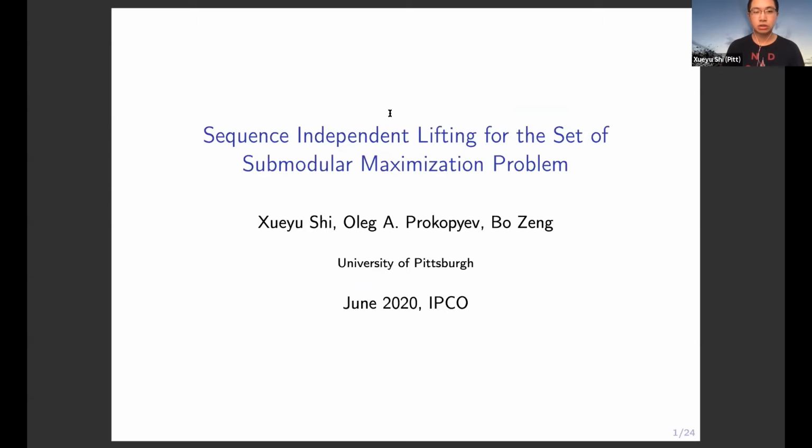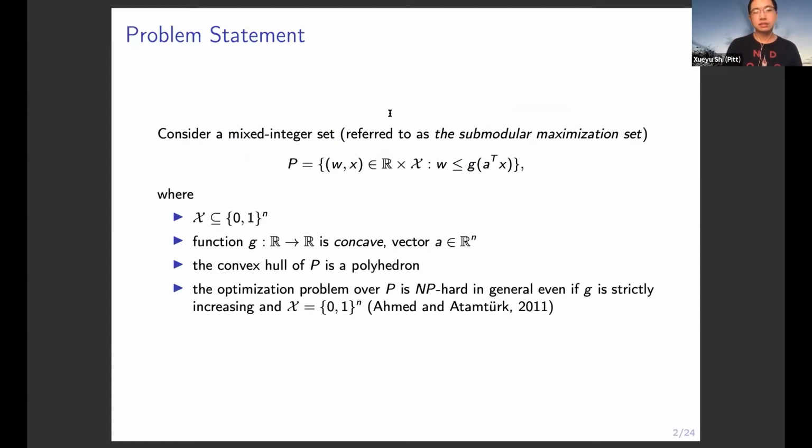A very interesting talk. This is Xueyu from the University of Pittsburgh, and I'm working with Oleg Prokopyev and Boson. Today our work is about sequence-independent lifting on a mixed integer nonlinear set. We consider a mixed integer nonlinear set involving a single continuous variable W and an n-dimensional binary variable X. We have a constraint that involves a concave function, G.